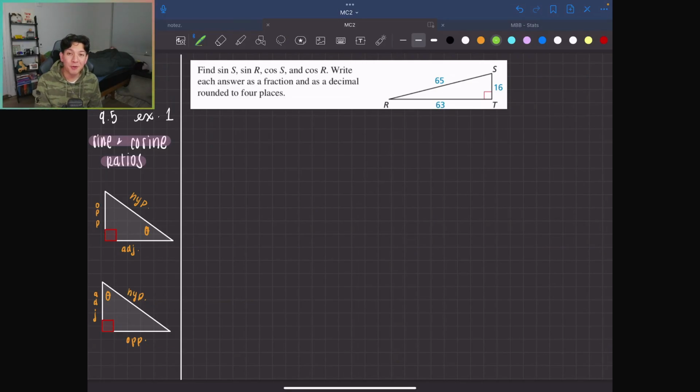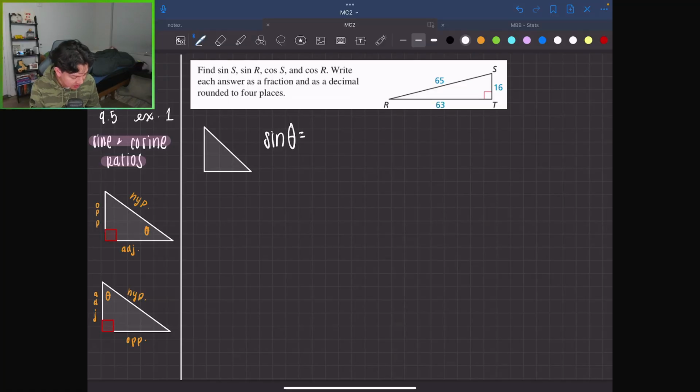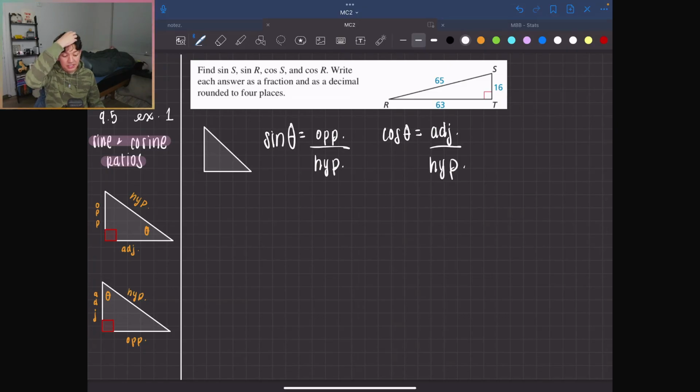All right, now that you know about the tangent ratio, there's two more trigonometric ratios that you need to know, and they're called sine and cosine. Basically, very similar to the tangent ratio, we still always have a right triangle, right? This time, our sine of theta is going to be our opposite over the hypotenuse. Similarly, the cosine of theta is going to represent our adjacent side over the hypotenuse. Okay, so these are the sides that are important.